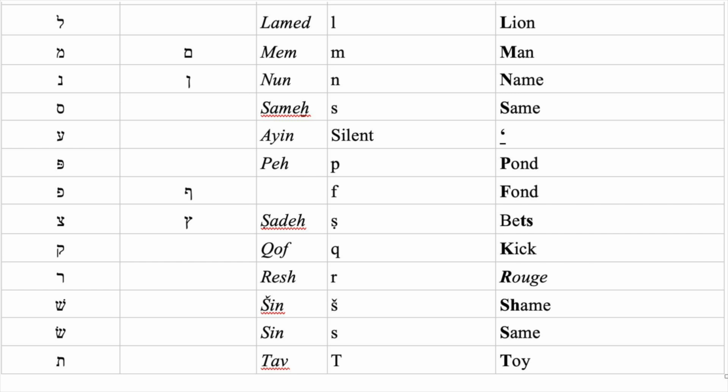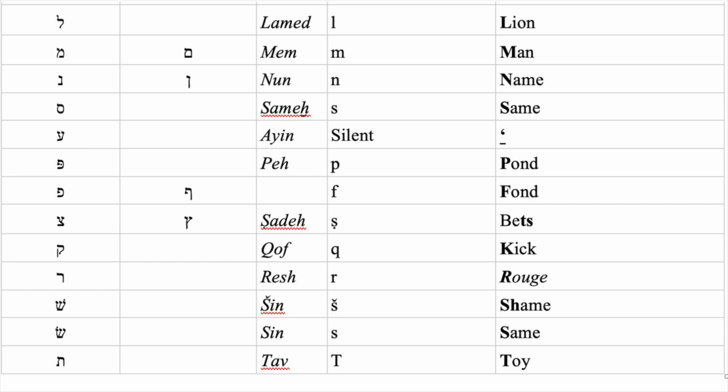Then we have Ayin, which, like Aleph, is a silent consonant. It doesn't make a sound in the modern Israeli pronunciation system. Many times Ayin will be represented in transcription when we Latinize the Hebrew with a backwards apostrophe. After that, we have Pe, which makes the P sound, like in pond, but only when it has a dagesh inside it. When it does not have a dagesh, it's pronounced as an F or a PH.